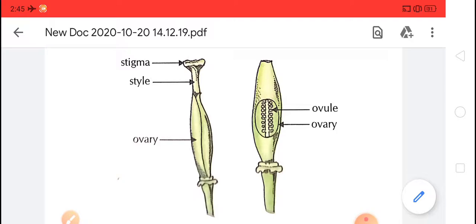So in this video we have discussed the stamen and pistil. Stamen has two parts: number one, filament, and number two, anther. The anther bears the pollen grain that has the male gamete. Second, pistil, the female reproductive organ of the flower, has three parts: stigma, style, and ovary. And inside the ovary, ovule is found where female gametes are formed.